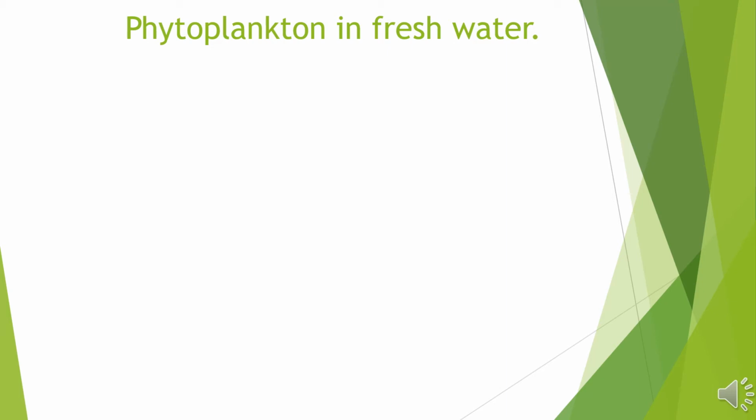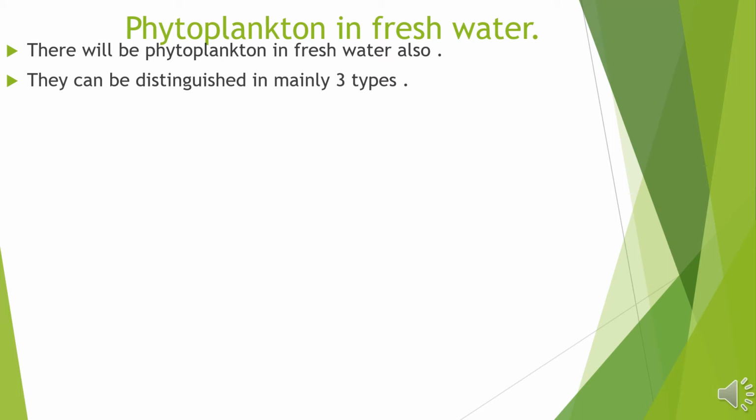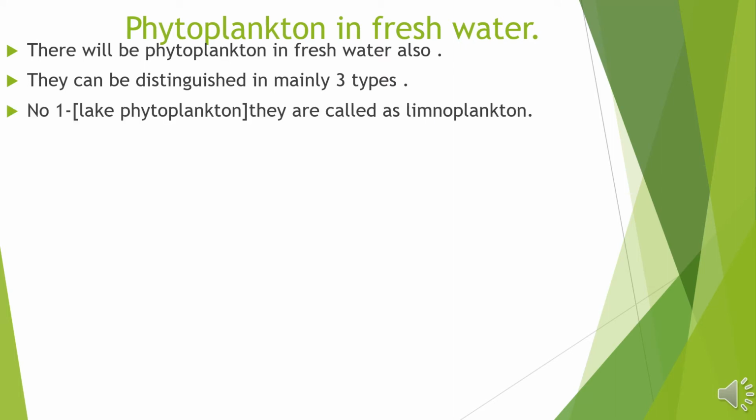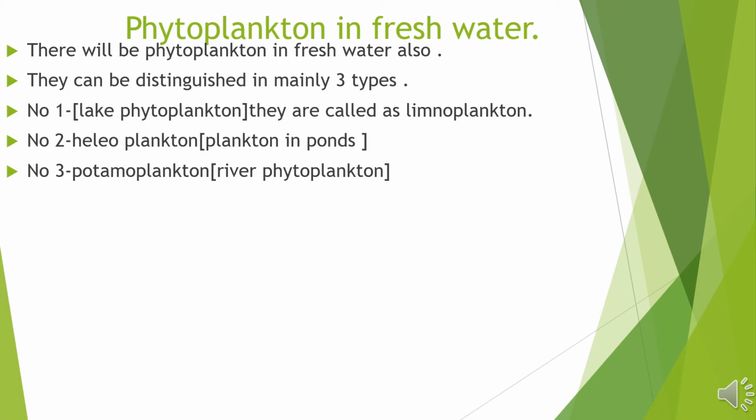Phytoplankton in freshwater. There will be phytoplankton in freshwater also. They can be distinguished into mainly three types. Number 1, lake phytoplankton, called limnoplankton. Number 2, helioplankton. These planktons will be there in ponds. Number 3, potamoplankton. This will be there in rivers.